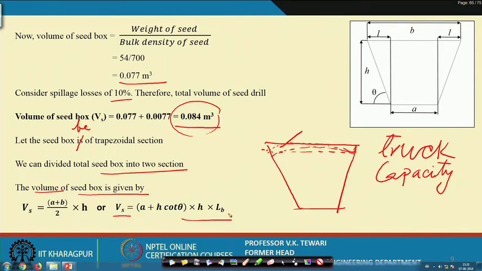Now, this will come depending upon how you understand the details of the seed box theory which we have given to you, and on that basis you will be in a position to find out the total volume of the seed box Vs.